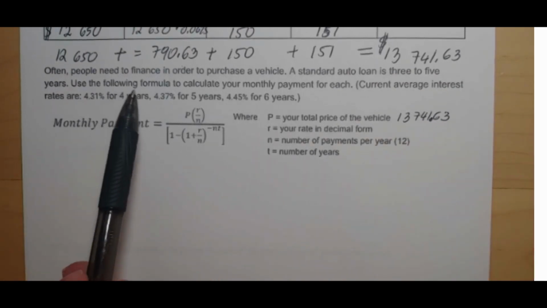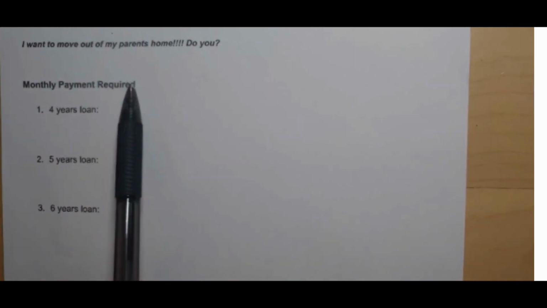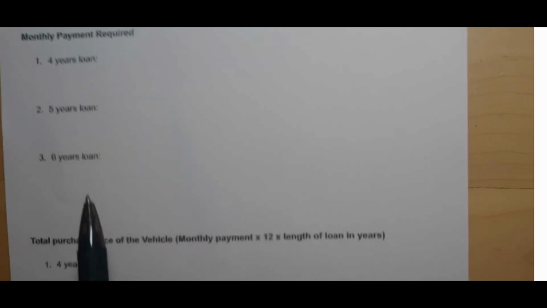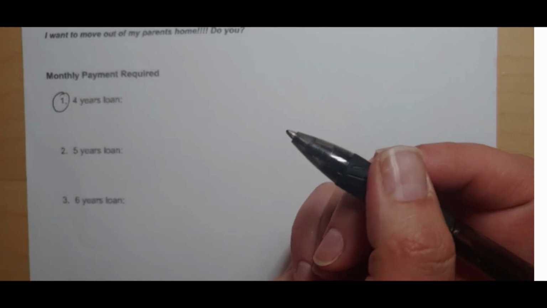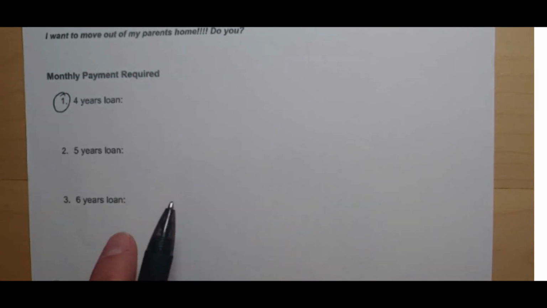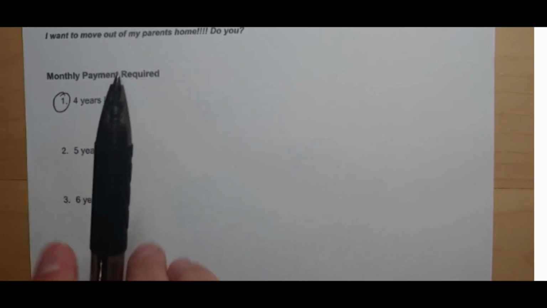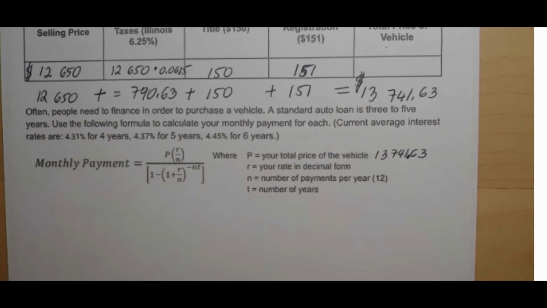So right now, your job, guys, is going to be to do this for a 4-year loan, 5-year loan, and 6-year loan. Okay, and this is a monthly one, and this is a yearly one. So what I'm going to do, this one, it's a 4-year loan. You're going to have to do all 3, and I'm going to do the monthly one. And then I'm going to show you how to do the yearly one, but I'm going to do it on this paper so you can see what's what.